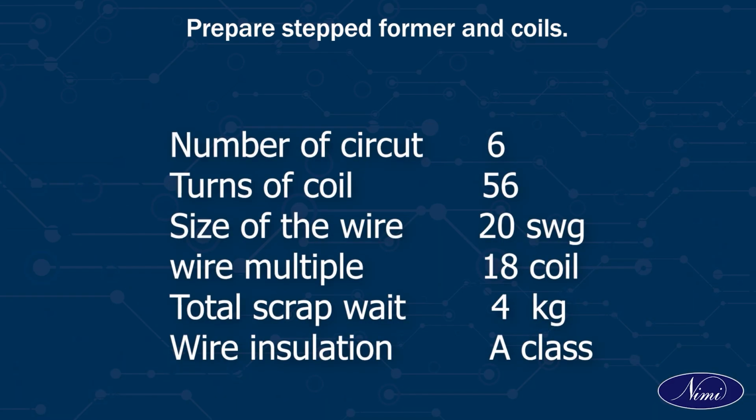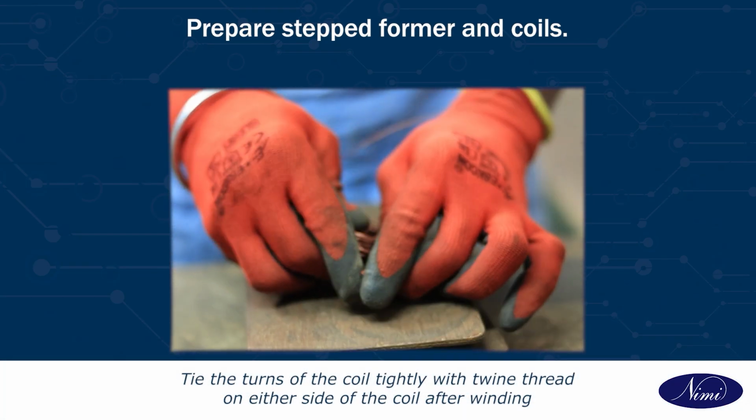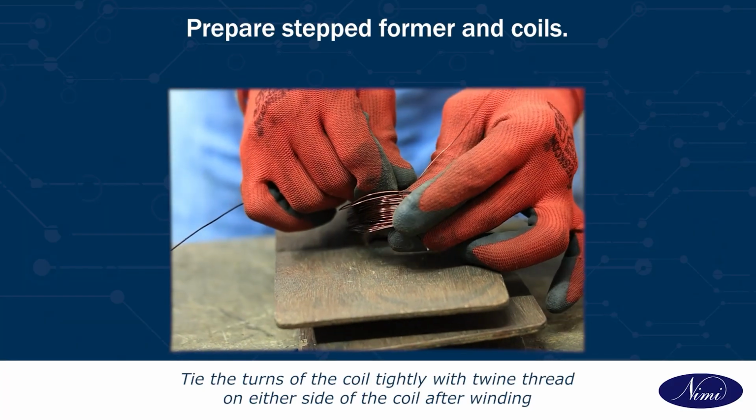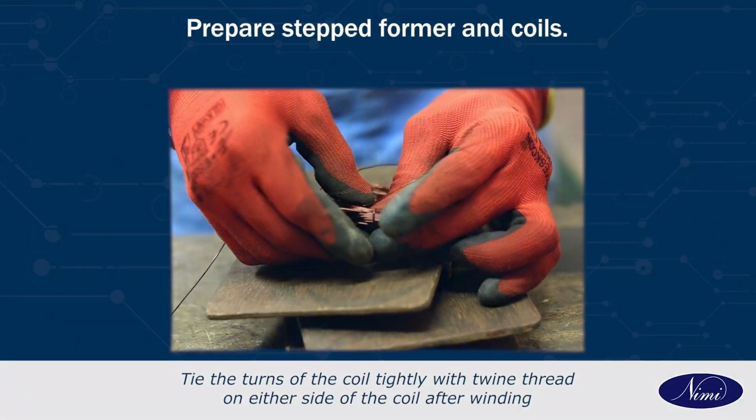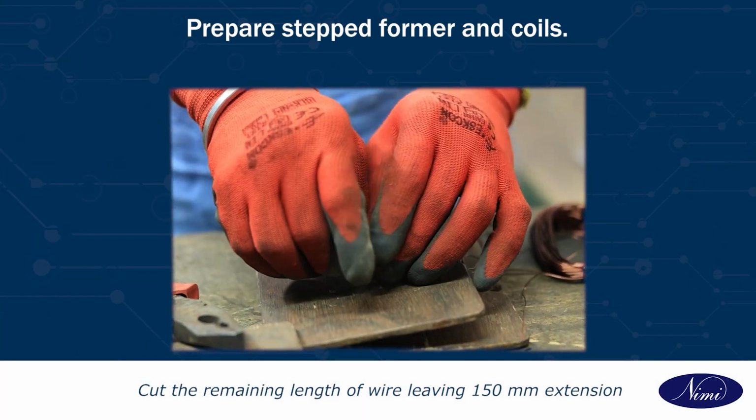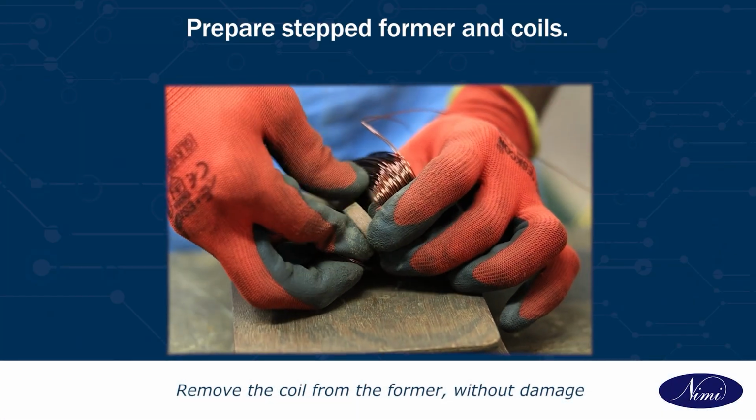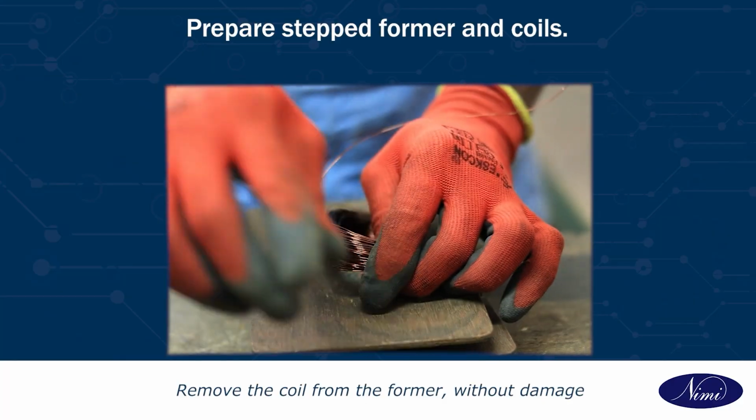Number of circuits, wire multiple, turns or coils, weight of scrap, size of the wire insulation. Tie the turns of the coil tightly with twine thread on either side of the coil after winding. Cut the remaining length of wire, leaving 150 mm extension. Remove the coil from the former without damage.